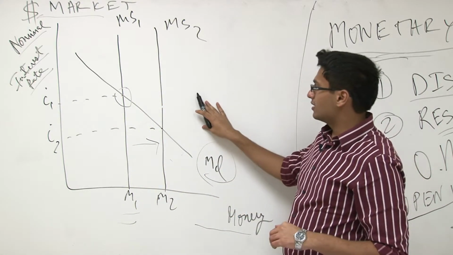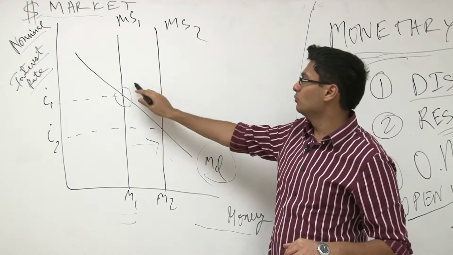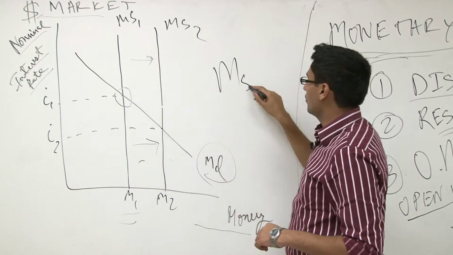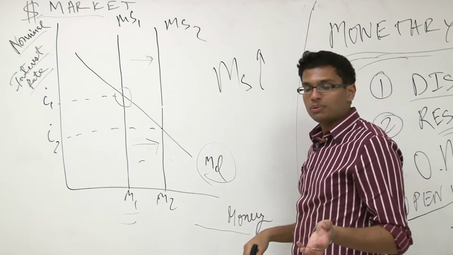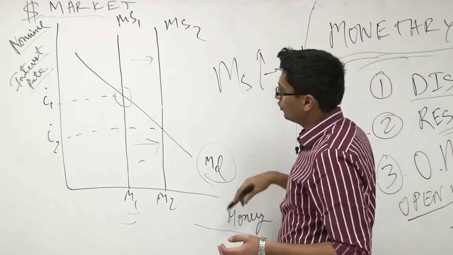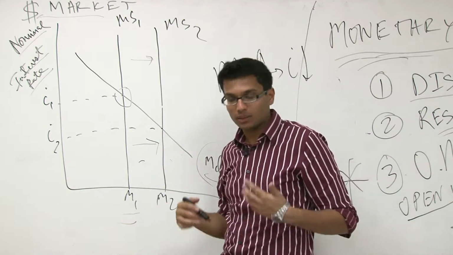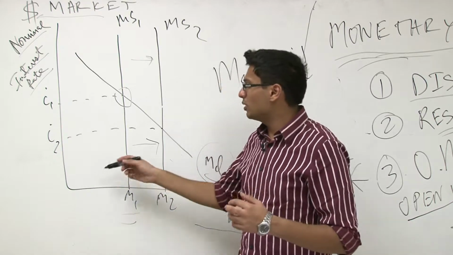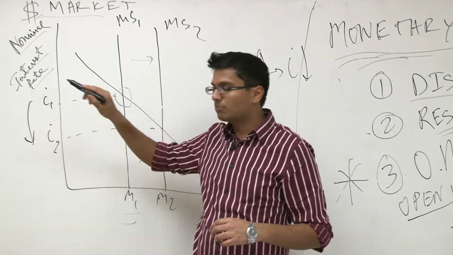So how about moving the money supply? If the money supply moves to the right, that means the money supply is going up, and what tends to happen is the interest rates drop. Why? Because if you have more of something, like money in this case, it is less valuable. So it's cheaper to borrow money, and therefore interest rates drop.